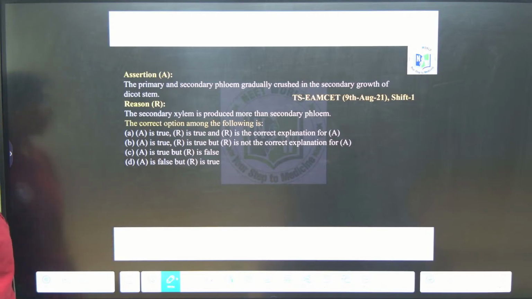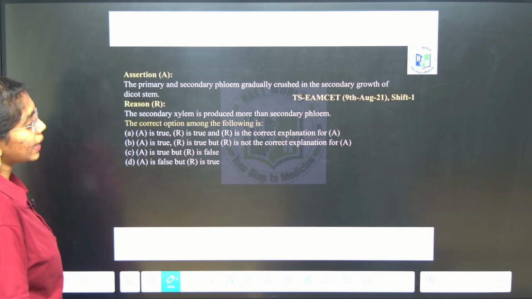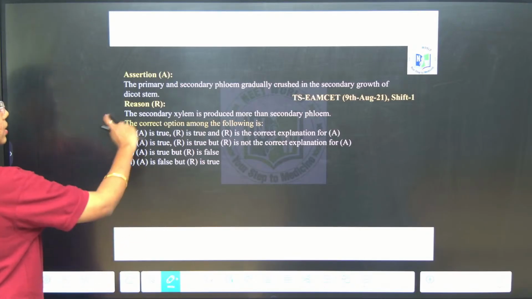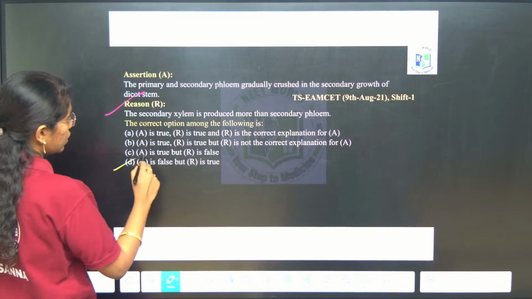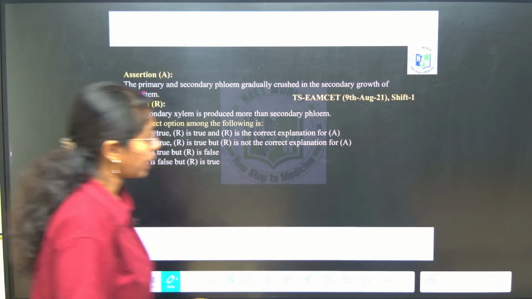Okay, secondary xylem is produced more than the secondary phloem. This reason is true. So here A is false and R is true. Clear, right, ma?